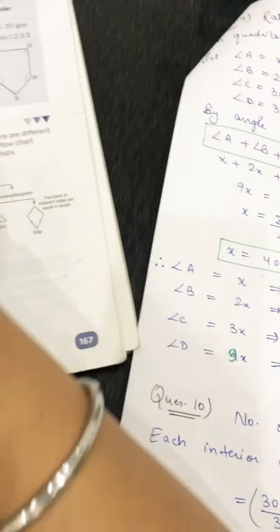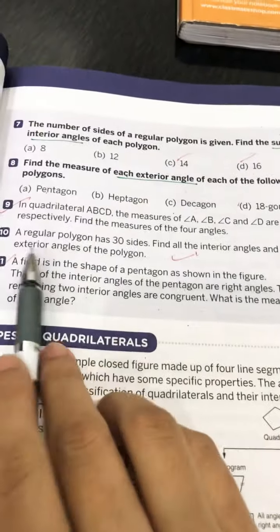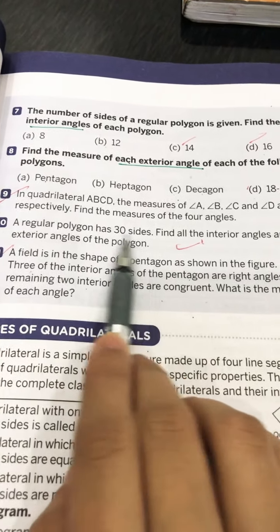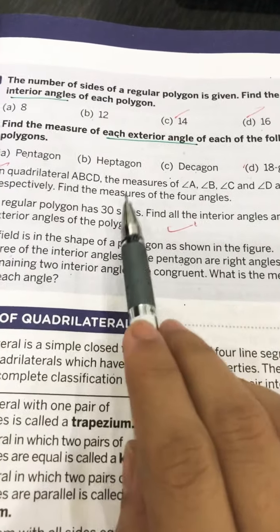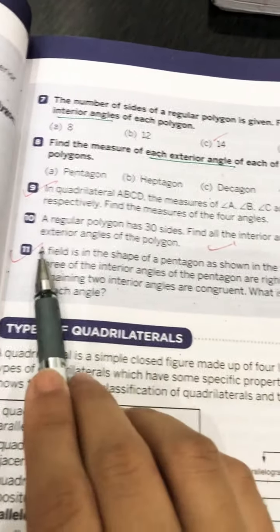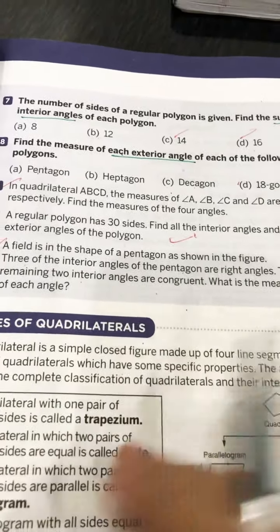Okay, now let's start with the next, 10th question. 10th question is, a regular polygon has 30 sides. A polygon is given which is having 30 sides. So it means the number of sides is 30. Find all the interior angles and exterior angles of the polygon. Okay, you have to apply two formulas. Find all the interior angles means each interior angle and each exterior angle of the polygon. So you have to apply two formulas here.